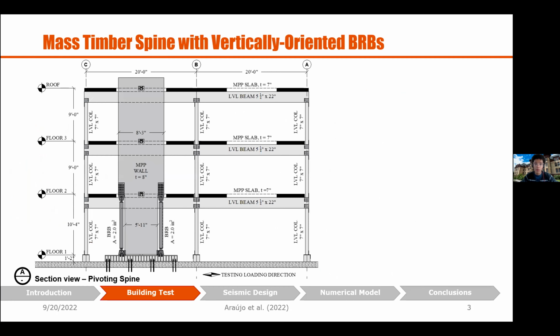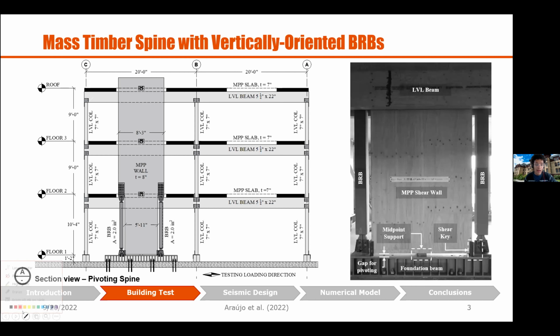So at OSU, what we did is that we designed and built a three-story building that employs a mass timber pivoting spine, as you can see here, with BRBs as energy dissipators. If I zoom in, you can see how I have here a gap for pivoting. That way, the wall is really not taking any moment. The moment is taken by the BRBs, and the wall is just transferring shear while rotating freely about this point. It's not shown here, but we're working on the design of this pin connection so that it truly works as a pivoting spine.